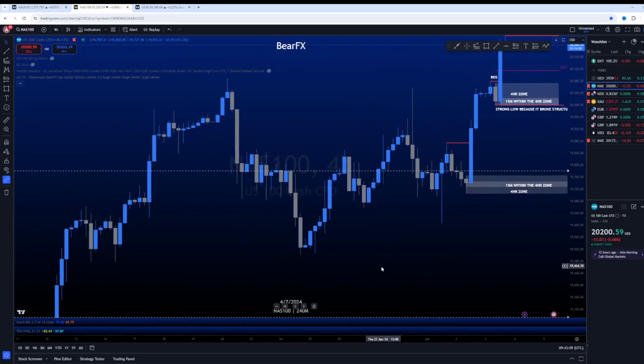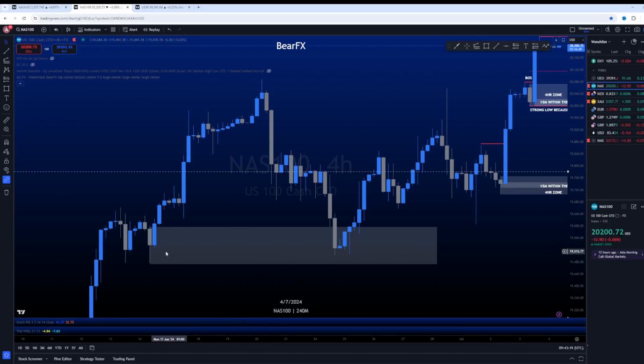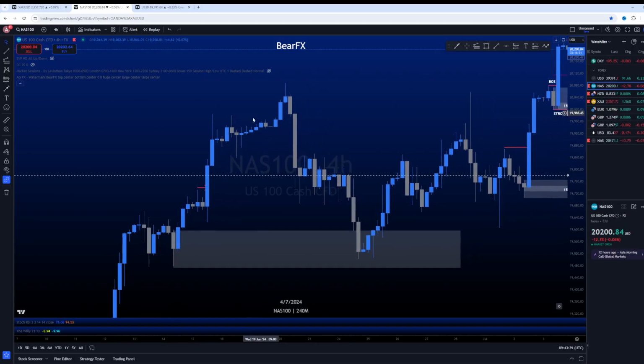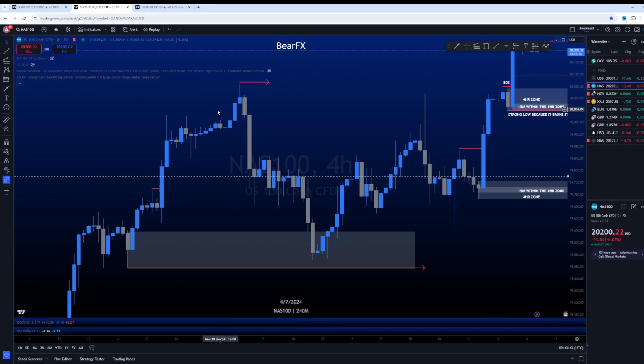Again, like you can see, even as a live example, fresh 4-hour zone here. All right, price here broke structure. Okay, so gave a break of structure here. Price pushed up. Price pushed up. This was then going to be our weak high. This was going to be our strong low. All right, that's our strong low.